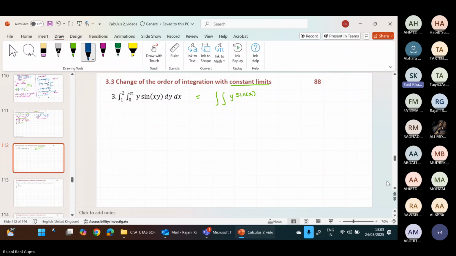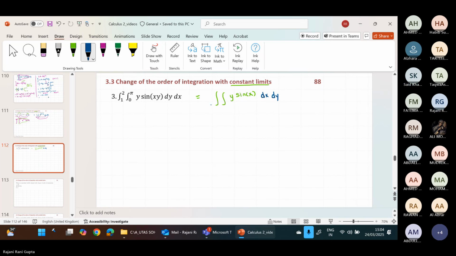Changing the order of dy and dx first. Correct. Thank you. At least someone responded. It's not like I'm teaching to my screen. Okay. So it is dx, dy. Good. Secondly, what shall I write on the integral?